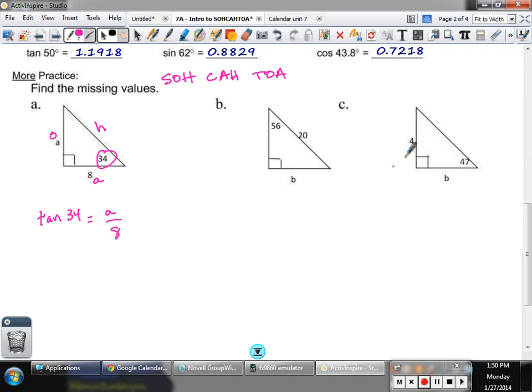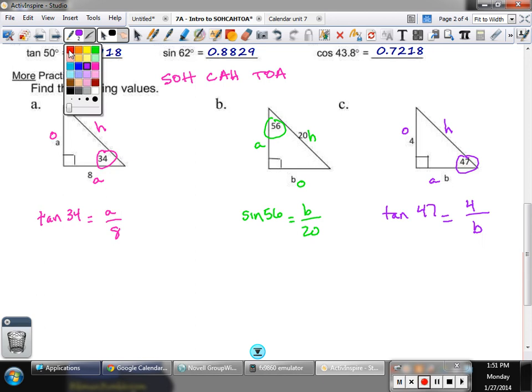Alright, I'm going to set up all 3 of these and then we'll come back and do the calculations. Over here on part B, I'm working with this angle, this is opposite, this is hypotenuse, this is adjacent. Now I have an O and an H. Well, the only choice with O and H is sine. So the sine of 56 is B over 20. And then over here all the way on the right, there's my angle, that's opposite, that's adjacent, that's hypotenuse. O and A again, I remember that one, that's tangent. The tangent of 47 equals 4 over B.